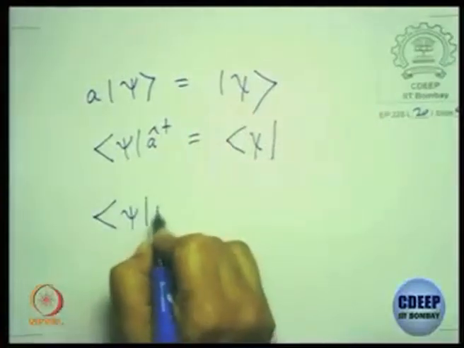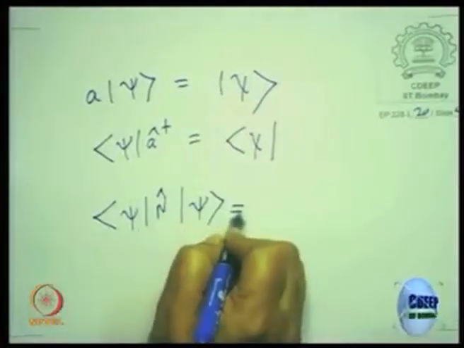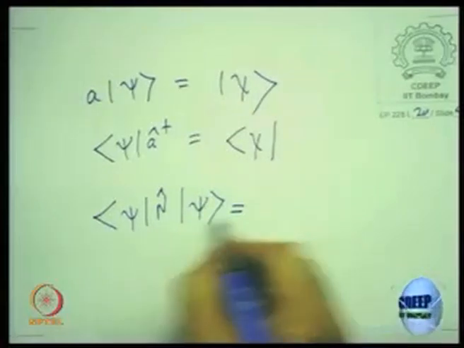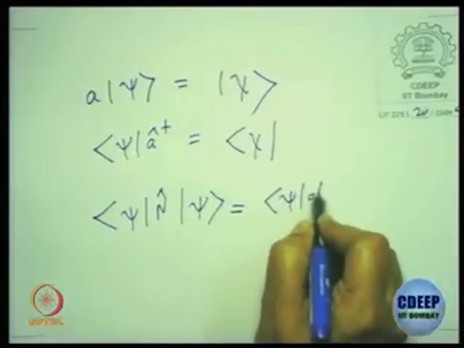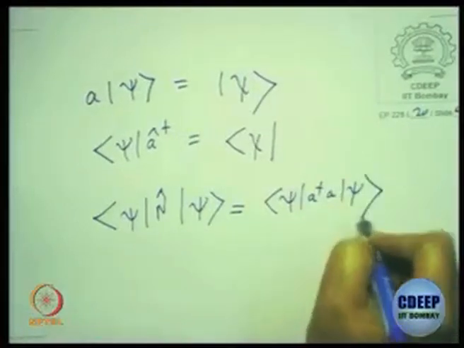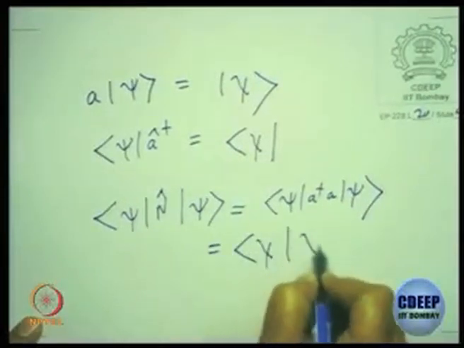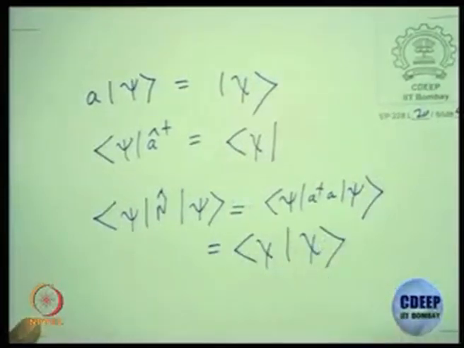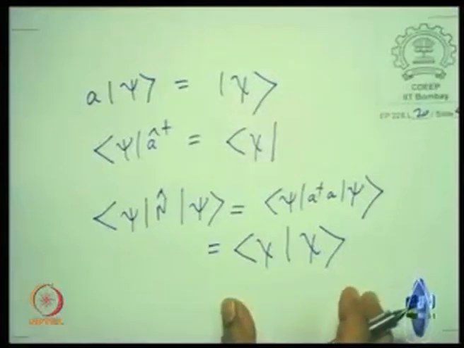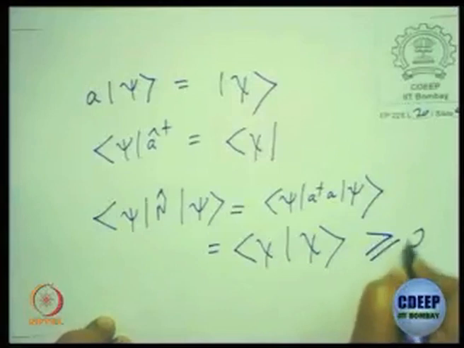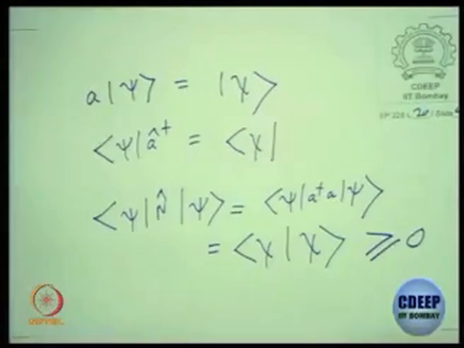So psi with the number operator on psi is nothing but psi A dagger A on psi, which is nothing but chi with chi, and this is a norm. A norm can be positive or at most it can be 0 for a null vector. So this indirectly tells me that the expectation value of the number operator in any state cannot become negative.